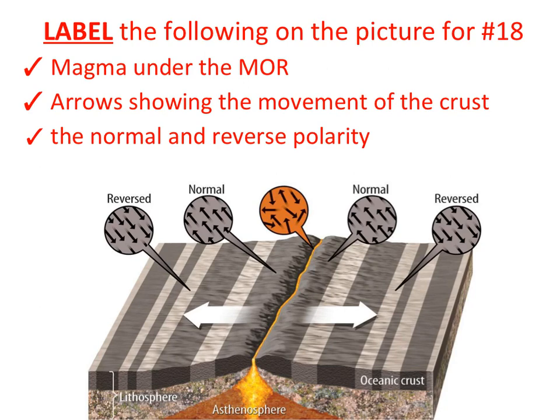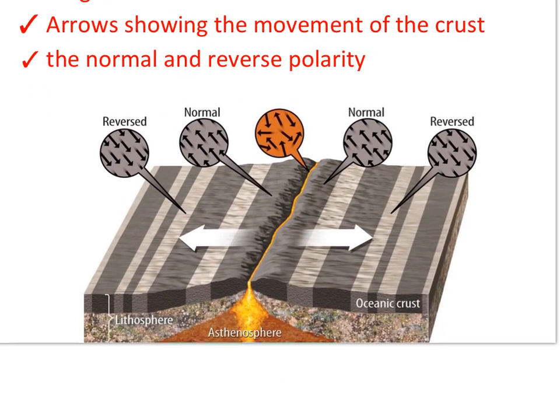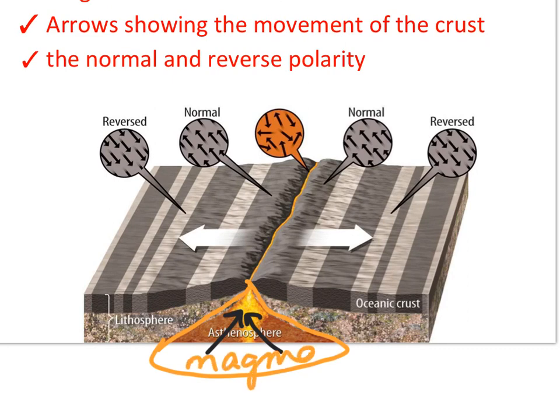So let's label a few things on our picture there. In number 18, you want to make sure that your picture has magma similar to this one, coming up from the asthenosphere. So put a little magma bulb in there. Put an arrow, magma shown coming up out of the mid-ocean ridge. Label that as magma.